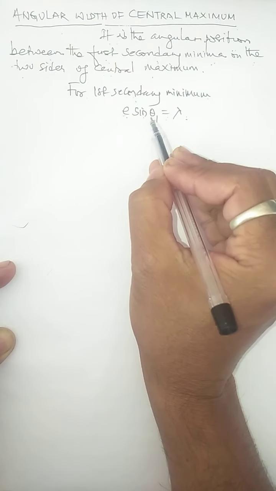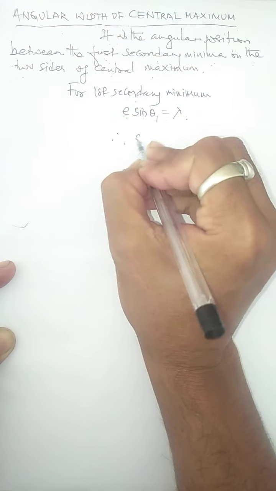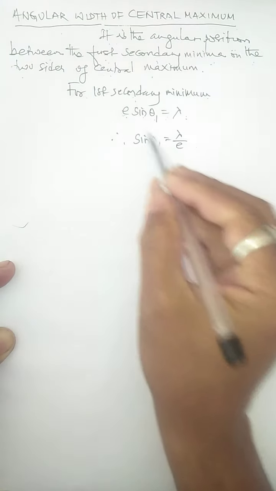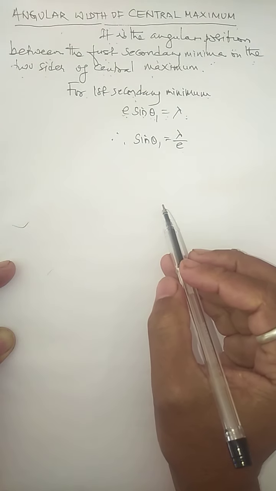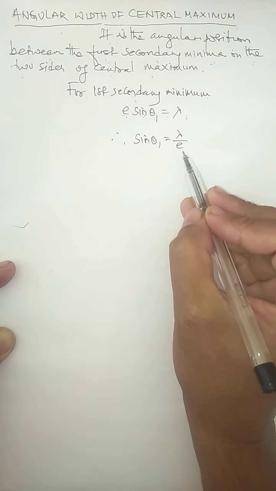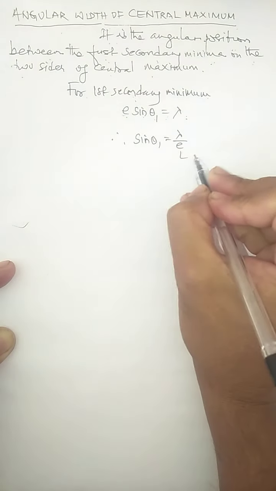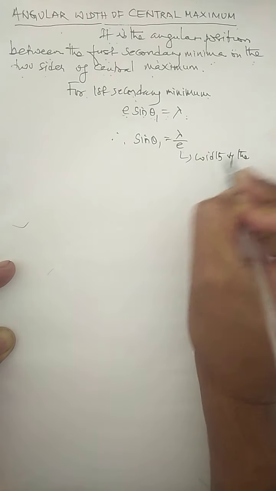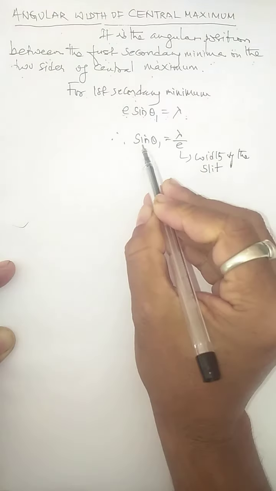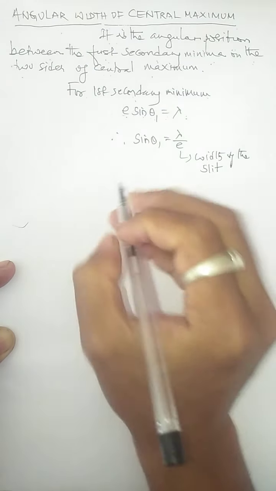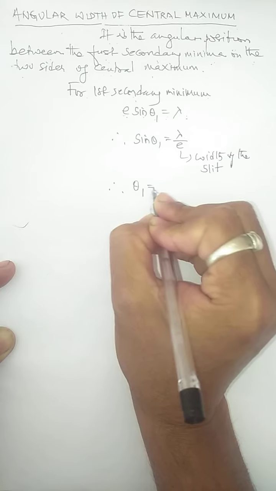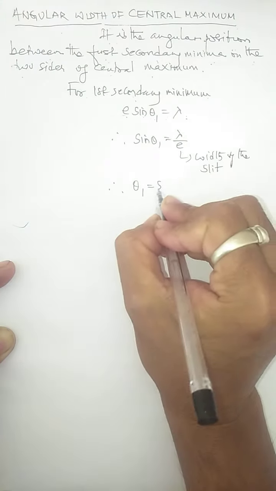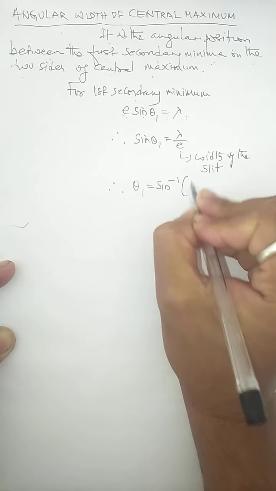So if e sin theta 1 equals lambda, then I can write sin theta 1 equals lambda by e. So this e I'll take in the denominator. And children, you know what is e? e is the width of the slit. e is the what? Width, W-I-D-T-H, width of the slit. Okay. So if sin theta 1 equals lambda by e, then I write this way also: theta 1. If I remove sine from the left hand side, on the right hand side it will be sine inverse lambda by e.